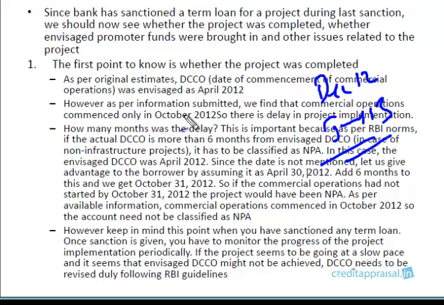It's a different question whether you can do that as a banker or not. Let's not get into that, but these things do happen. The point I'm trying to make is, in this case it's exactly 6 months or around 6 months, so maybe it was manipulated. But anyway, let us assume that DCCO happened within 6 months, so NPA norms will not apply.